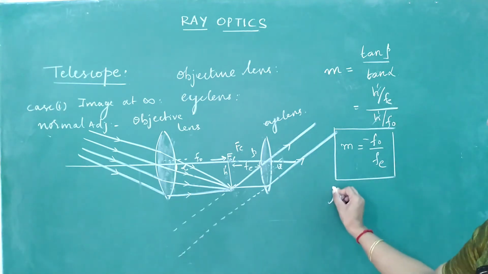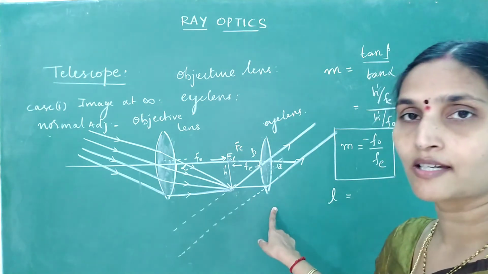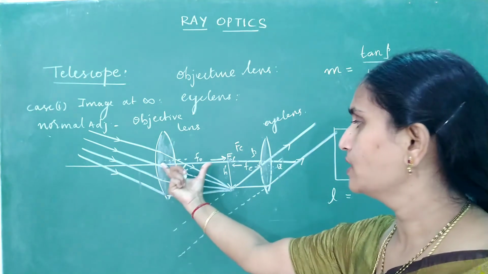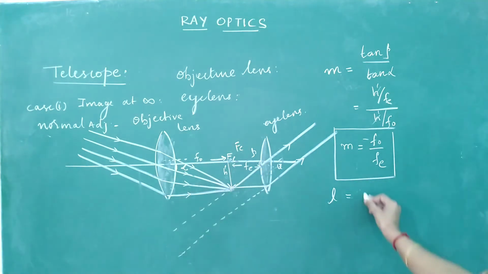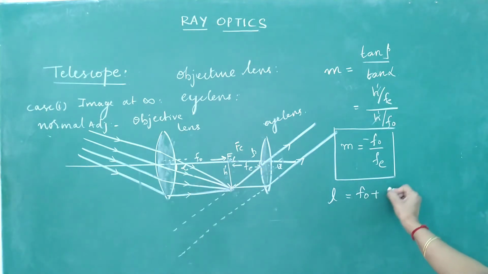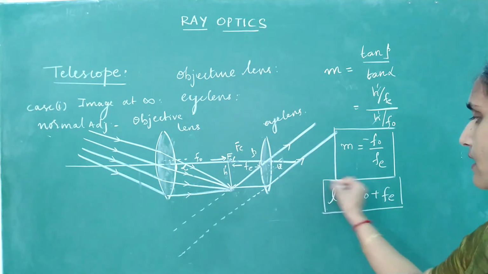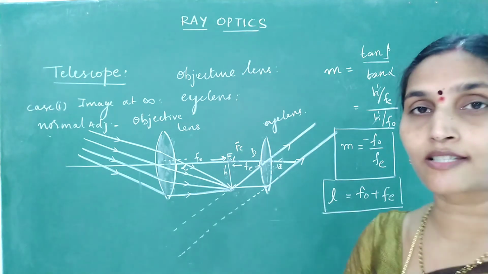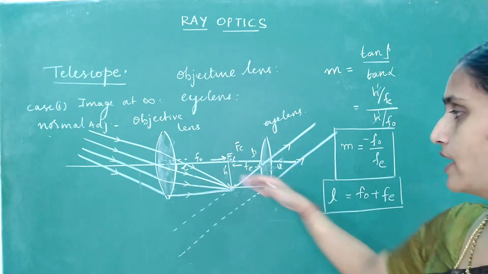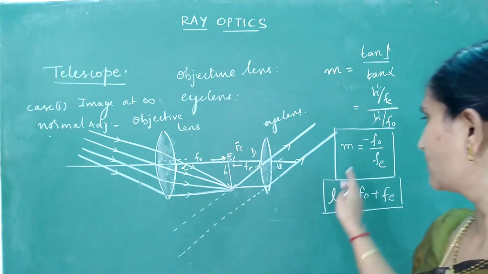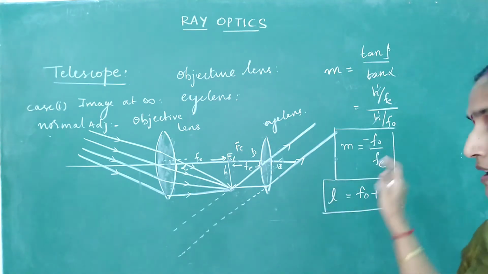Then what is the length of the telescope? We know length is the distance between the two lenses. How much is the length? From this point to this point, it is f0 plus fe. So the length of the telescope in normal adjustment is f0 plus fe. This is your first case of an astronomical telescope. Since you are getting an inverted image, we have a minus sign here. Magnification is minus f0 by fe.